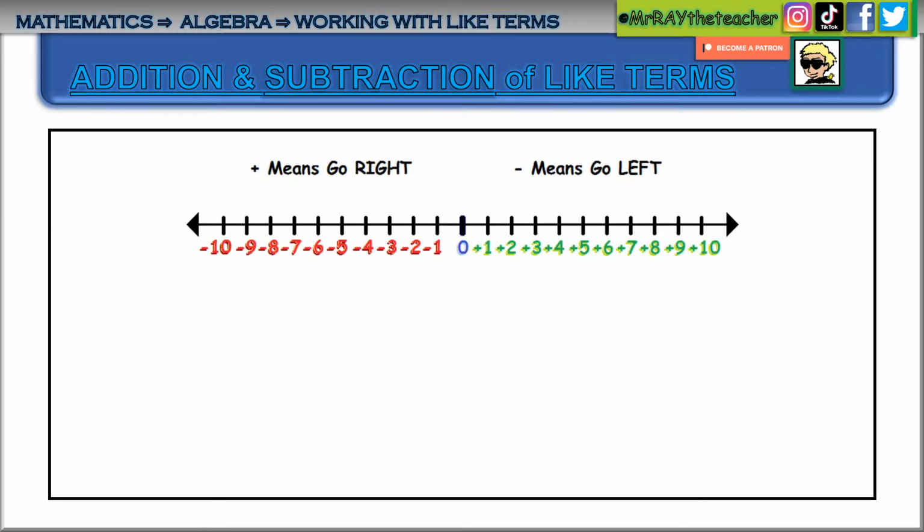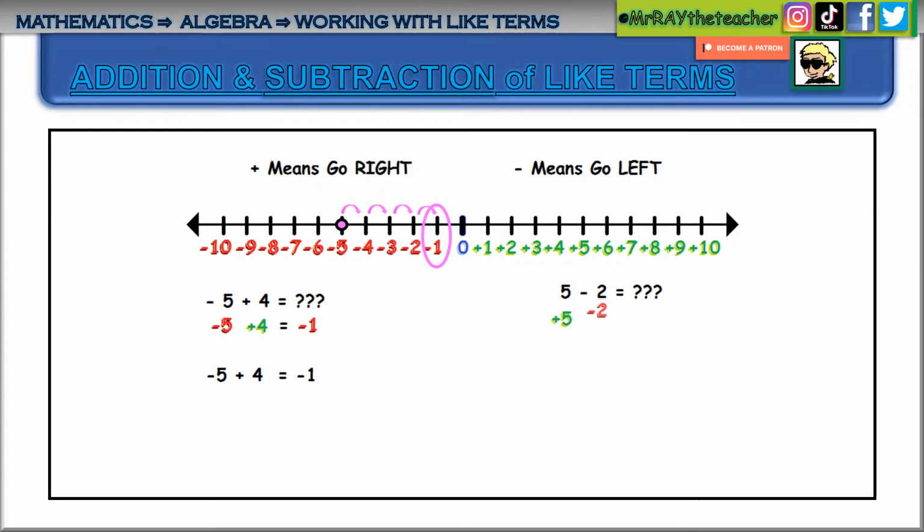And here we go. So here's the going right, going left thing. So if you've got -5 plus 4, so let's just think of it on the number line like that. So we start on minus 5. Plus means go right. So 1, 2, 3, 4. And there we go. We're left with minus 1.